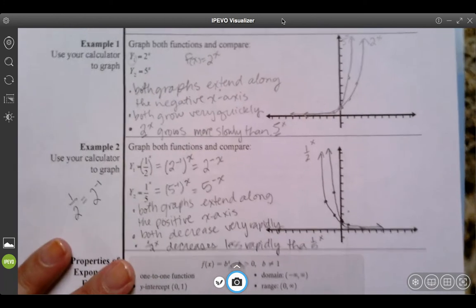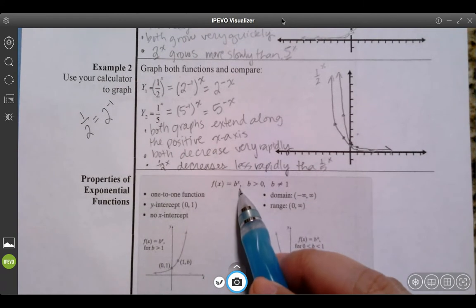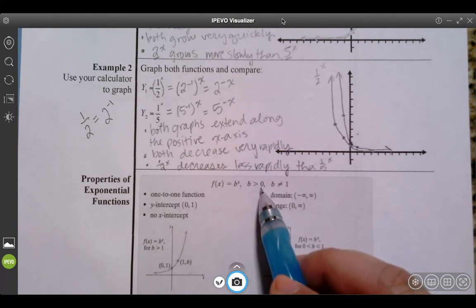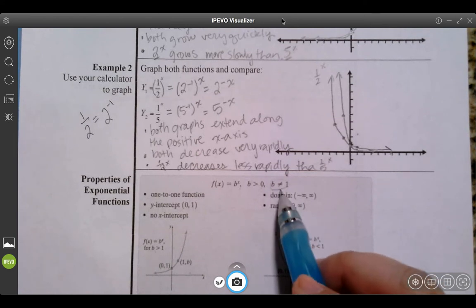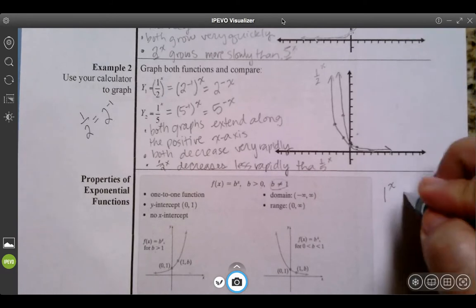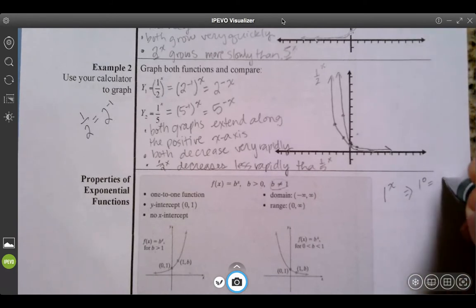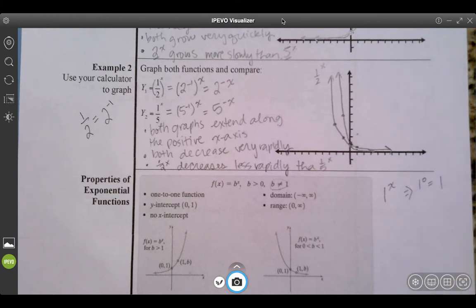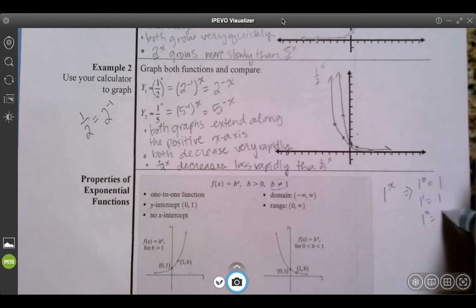So I have the properties summarized here in the table below. For an exponential function with a positive base, where our base is not 1. So why do we care that our base is not 1? Well, what happens if our base is 1? 1 to the x power. Let's look at if I have 1 to the 0 power is 1. Anything to the 0 power is 1. 1 to the first power, 1. 1 to the second power, 1. 1 to the third power, 1.